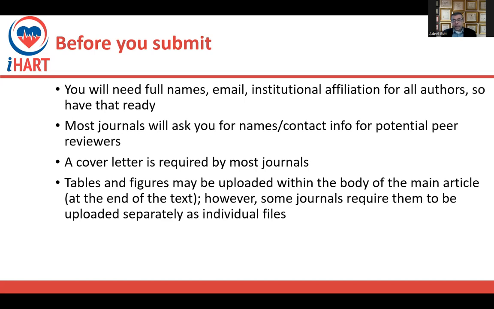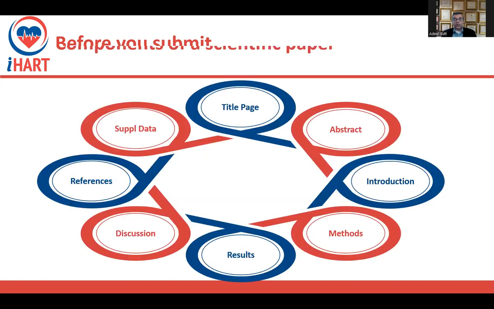Tables and figures are critical components of a good scientific paper. They generally can be uploaded within the body of the main article at the end of the text. However, some journals require them to be uploaded separately as individual files. So you should look at the requirements for that particular journal you're submitting to and adhere to that. So let's go into the specifics of a scientific paper.